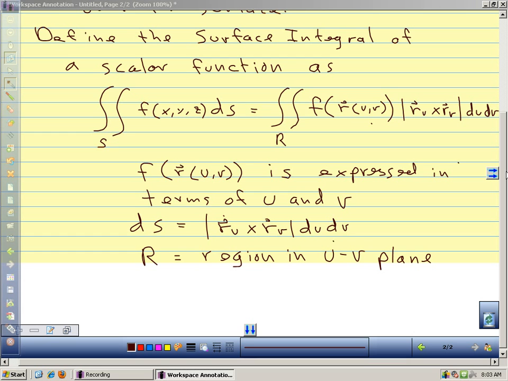Now, if we have a function, we did some work with parametric surfaces where we had our function expressed in terms of u and v as a vector equation of u and v. If we have a more familiar function, expressed in terms of x and y, so if we're working with z as some function of x and y, then this takes a little more familiar form.